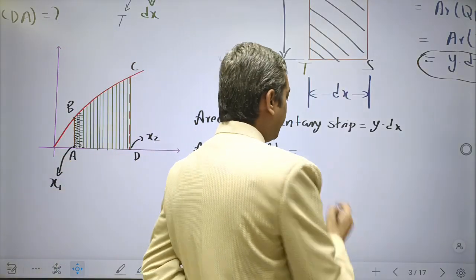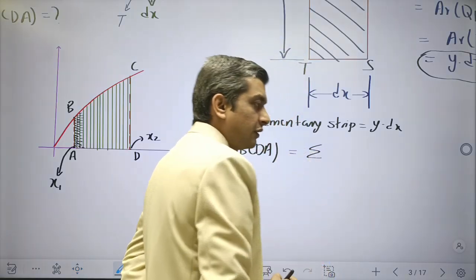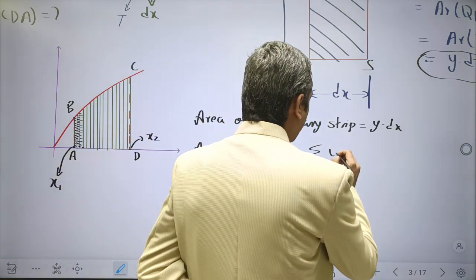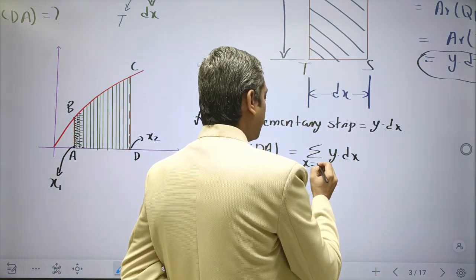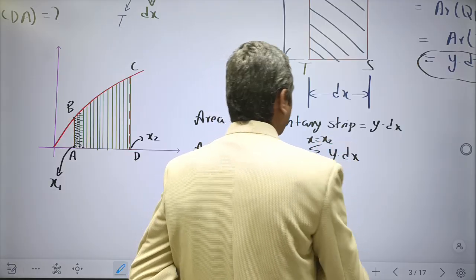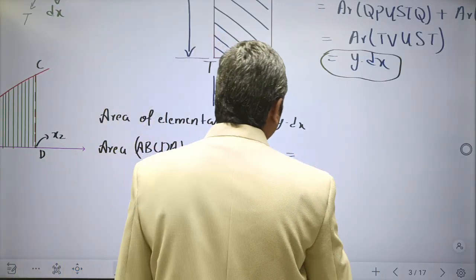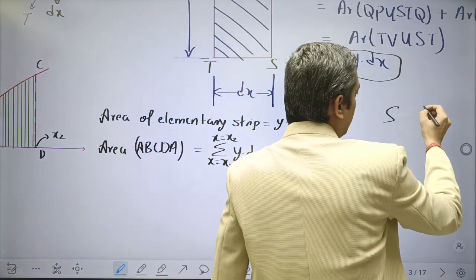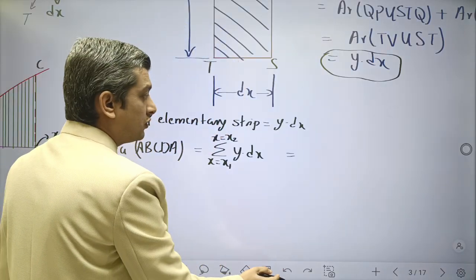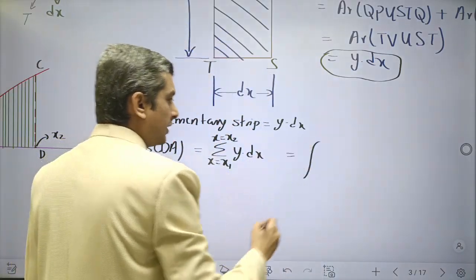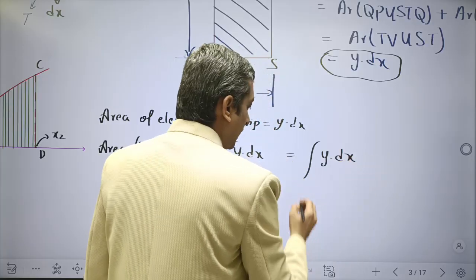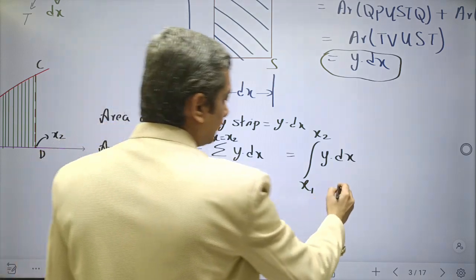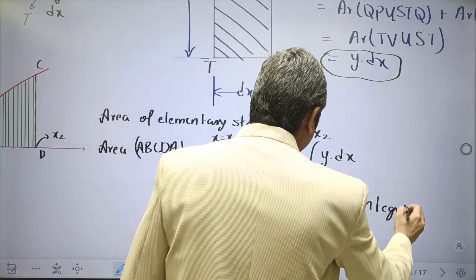That sum of all elementary strips is written in maths using this symbol, which stands for summation. It means that we are adding y dx from x equal to x1 to x equal to x2. This summation is also written as, observe carefully, if I write S and stretch this S vertically, it becomes like this. So I write this summation in this format and write y dx, and here I write from x equal to x1 to x equal to x2. And my dear friends, this is nothing but integration.